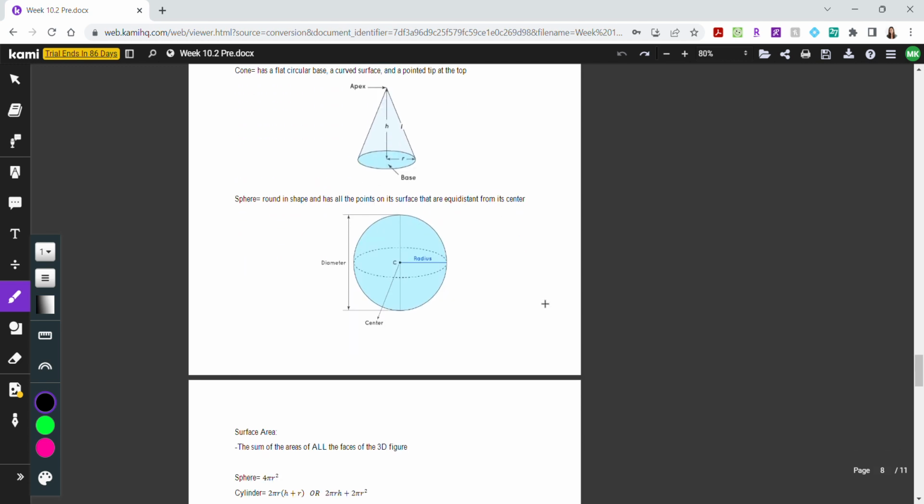The next thing that we have is a sphere. As you can see, it's round in shape. This is just in 3D and has all the points on its surface equidistant from its center. From the center to any point on the sphere, they're going to be of equal distance. And as usual, we can still find the radius and the diameter of a sphere because it is a circle in essence.